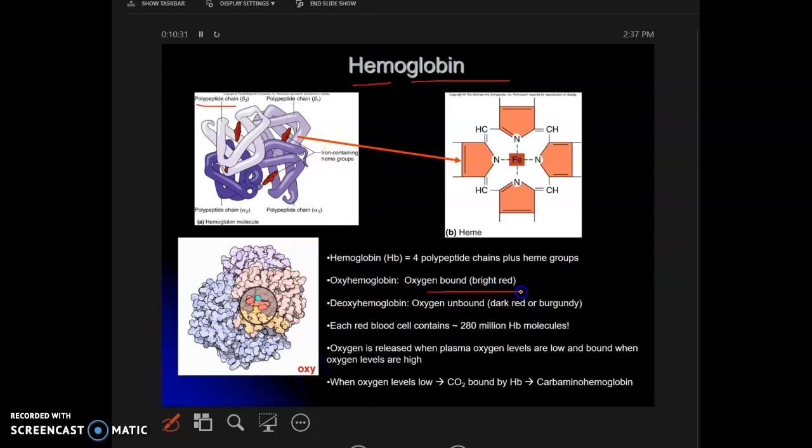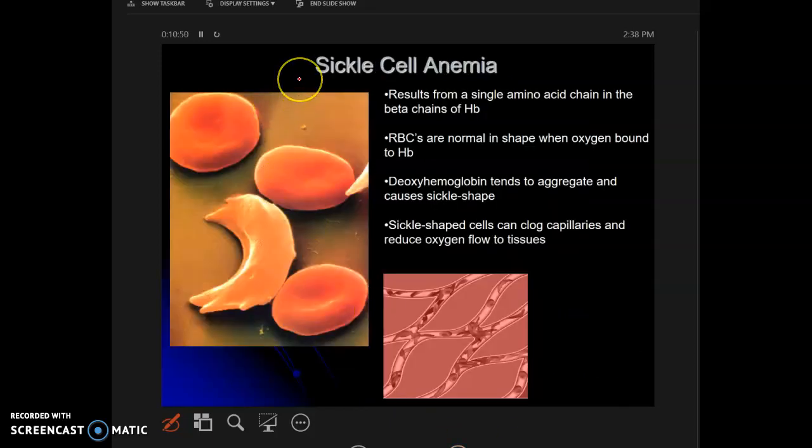Oxyhemoglobin is oxygen bound, bright red. Deoxyhemoglobin, when no oxygen is bound, is dark red or burgundy in color. All right. So here when oxygen is low and carbon dioxide is bound, we call it carbaminohemoglobin. Sickle cell anemia is a genetic disorder.